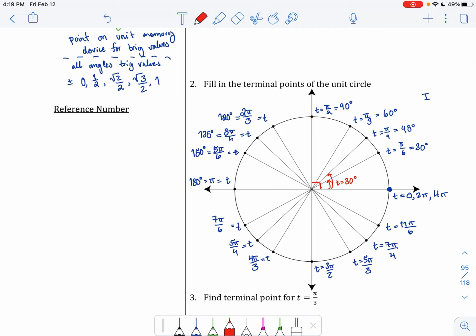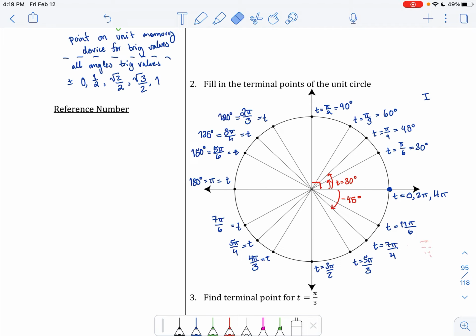There's also negative. These are all positives. If I wanted to go negative 45 degrees, that's just going clockwise. That's going the other way. So you could say that this point here is also equal to negative pi over 4, negative 45 degrees. So you have positive and negative values.